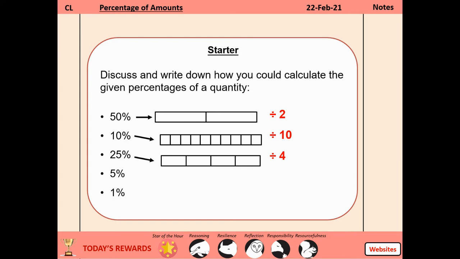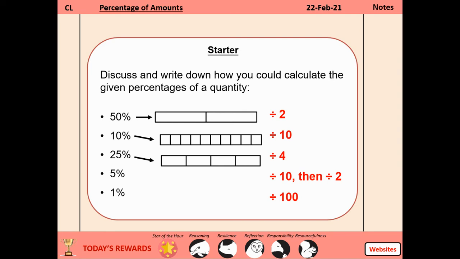To work out 5%, if you know how to work out 10%, you just divide by 2 afterwards. So you find 10% by dividing by 10, and then you can work out 5% by halving the 10% amount. And finally, to work out 1%, you just divide by 100. Please make a note of this. These are very important. These 5 particular percentages, you must know how to work them out.